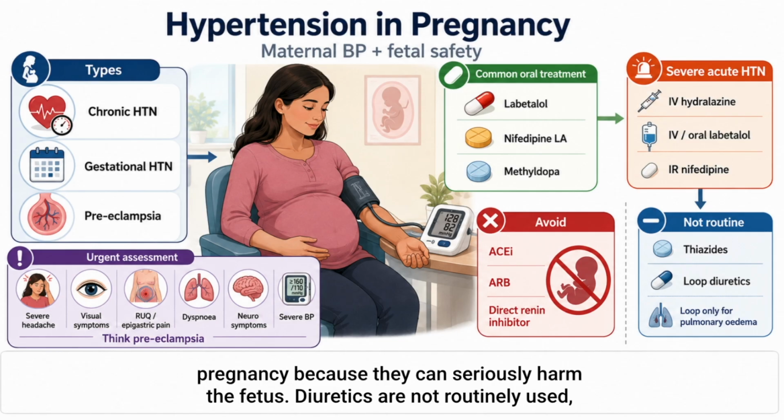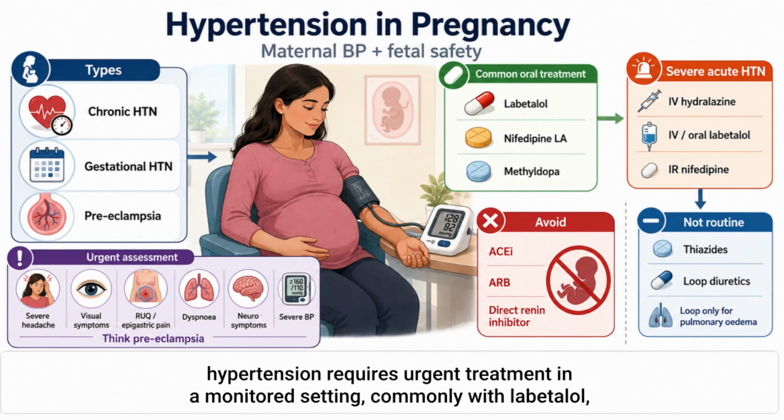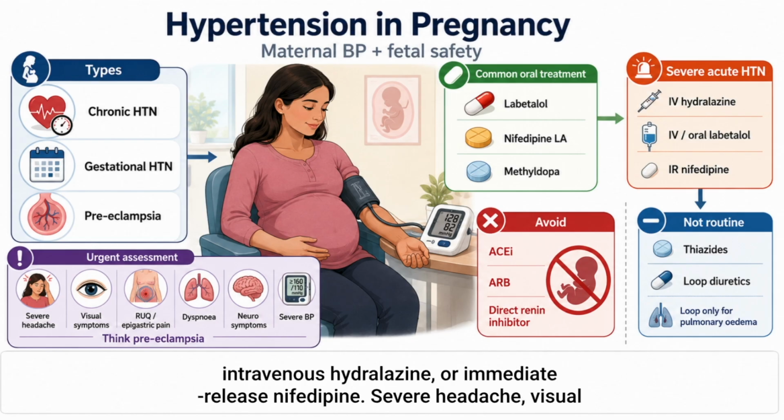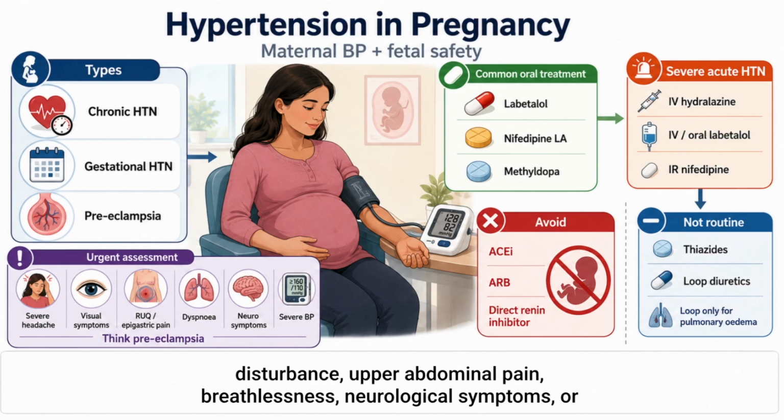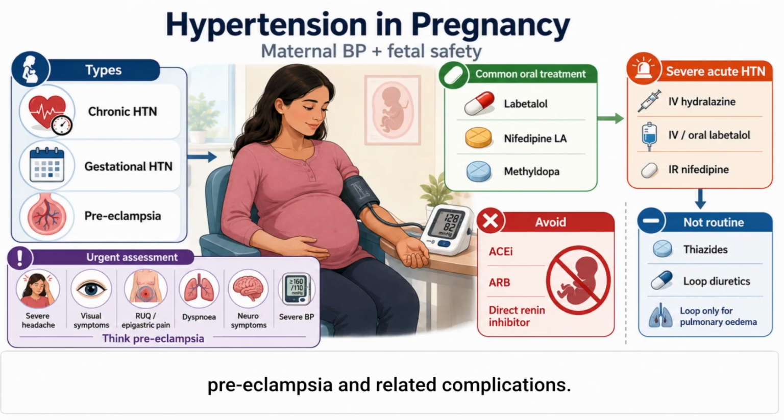Diuretics are not routinely used, although loop diuretics may be needed for pulmonary edema. Severe acute hypertension requires urgent treatment in a monitored setting, commonly with labetalol, intravenous hydralazine, or immediate-release nifedipine. Severe headache, visual disturbance, upper abdominal pain, breathlessness, neurological symptoms, or blood pressure of 160/110 or higher should prompt urgent assessment for preeclampsia and related complications.